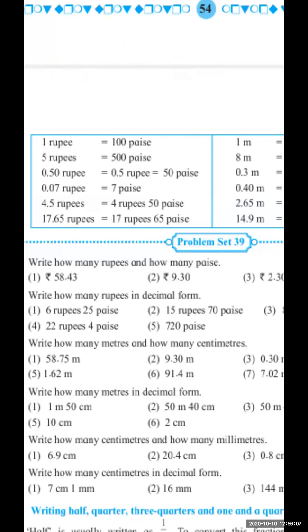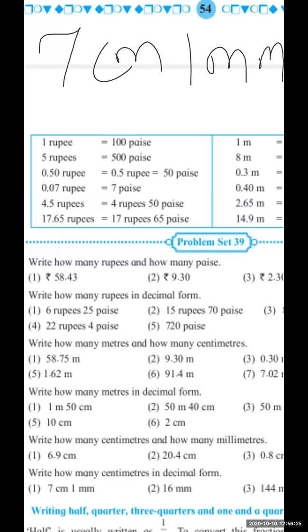And now we have to write centimeter in decimal form. Question number 6. Question number 6 is to write in decimal form: 7 centimeter and 1 millimeter. तो आगे decimal form में कैसे आएगा? 7.1 centimeter. Correct, no? 7.1 centimeter. Srishti Pandey, unit is compulsory.